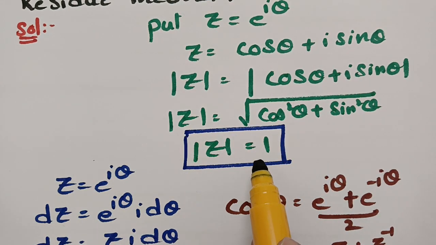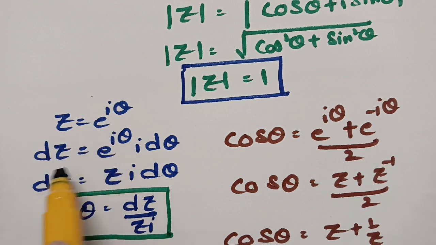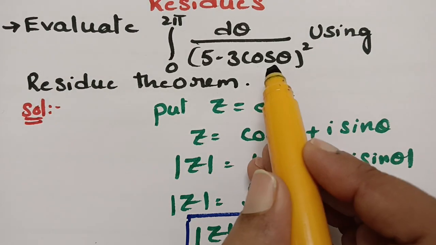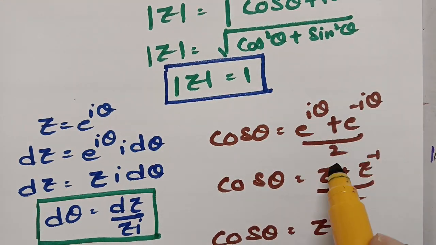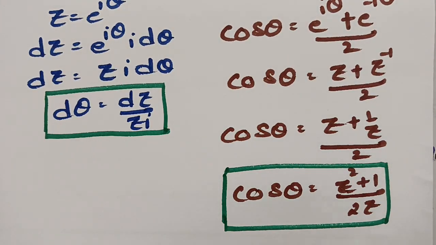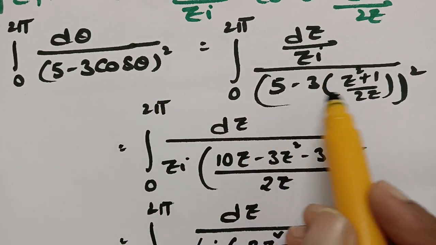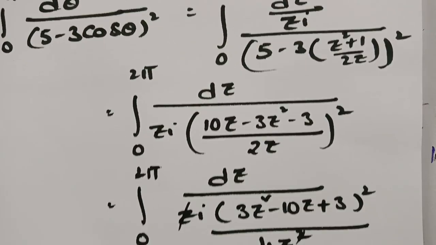So this is a circle with center 0 and radius 1 and we need the d theta value. For getting the d theta value, I took the derivative on both sides and we got d theta as dz by zi, and again I need the cos theta value. So cos theta is equal to (e power i theta plus e power minus i theta) by 2, and this is how we got the cos theta value. After getting all three values, that is the region, d theta and cos theta, if I substitute all the three values in the integral, here is the calculation.